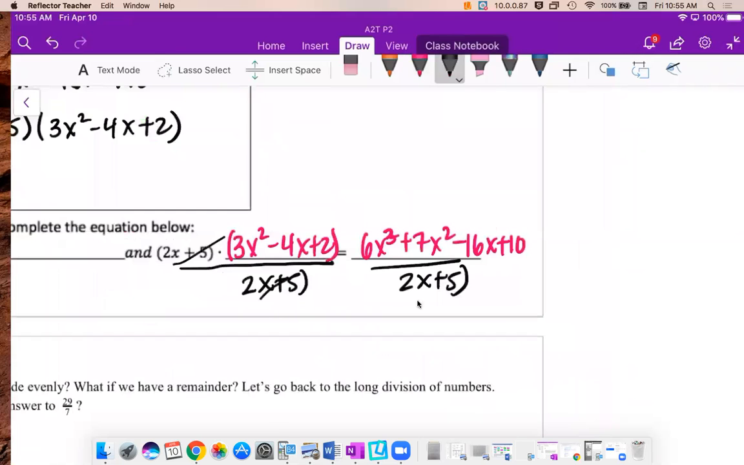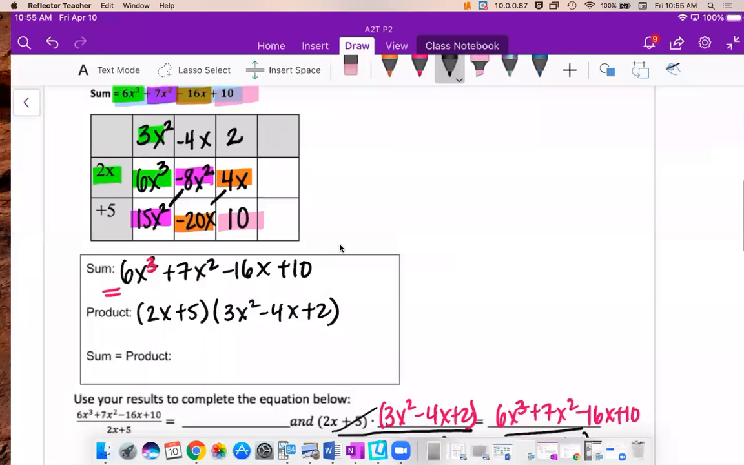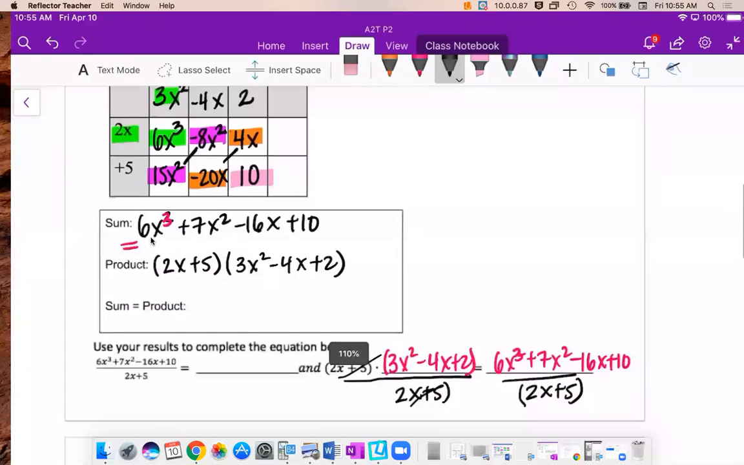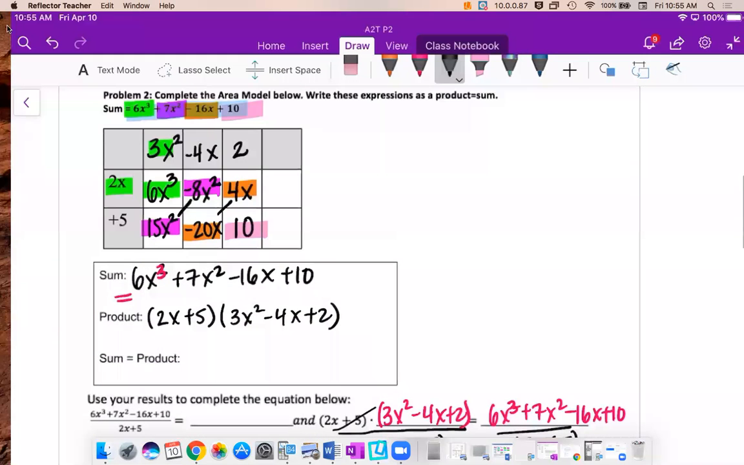So I know that when I take this original sum and divide by this 2x plus 5, I get whatever I had on top of my box as an answer. So this is really doing division. When I do the sum divided by the number I had on the side of it, I'm getting the final answer. So you're taking this sum and dividing by this, and then this top part is going to be your final answer.